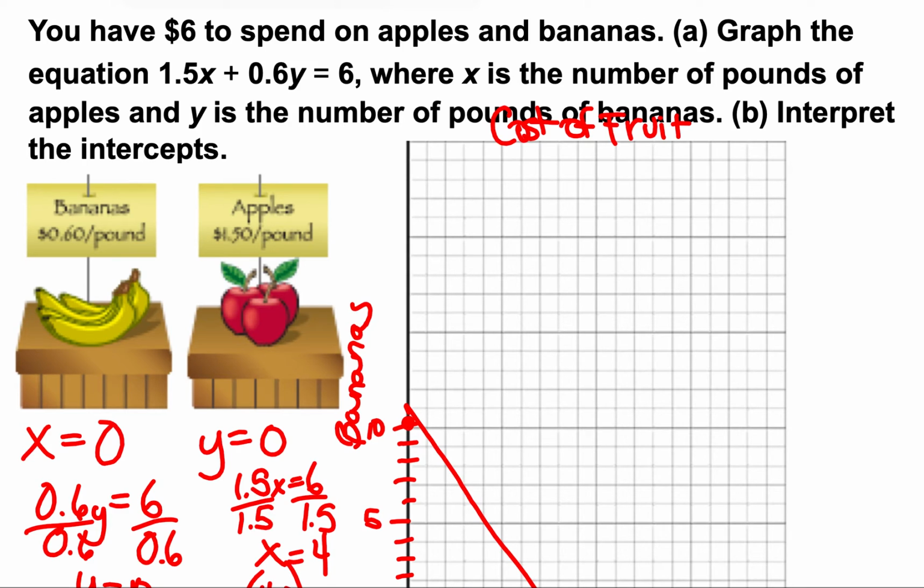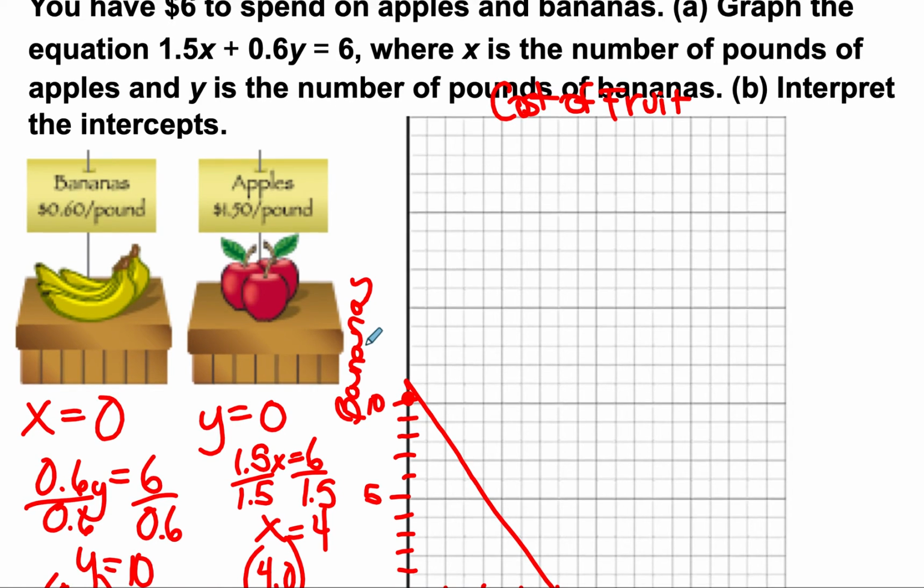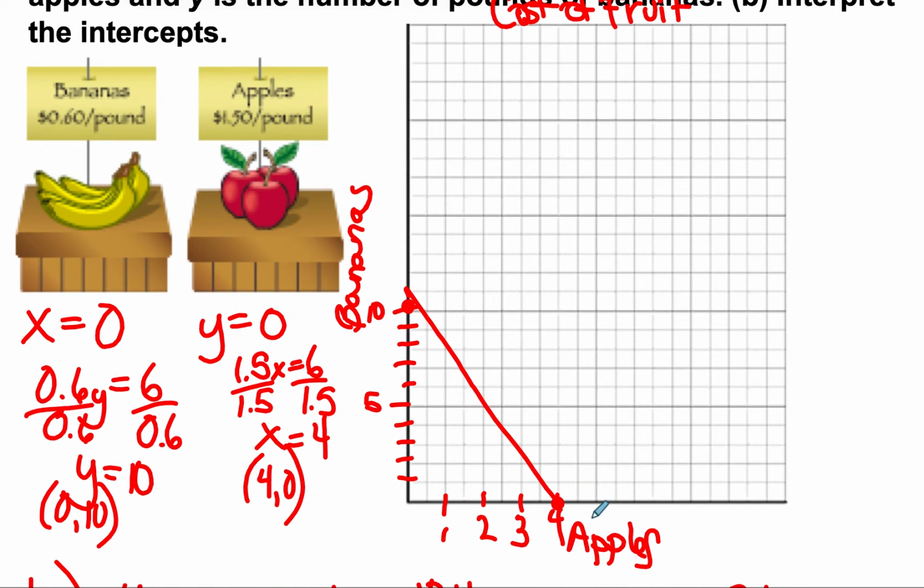First thing, we need to graph. They don't tell us how to graph. You can graph however you want. But since B says interpret the intercepts, it makes sense to go ahead and use our intercepts to help us graph. Just like in any story problem graph we've done all year, you do need to make sure that you have a title and labels on your axes. So I put the title cost of fruit up here on the top. I have bananas on my y-axis. I have apples on my x-axis.